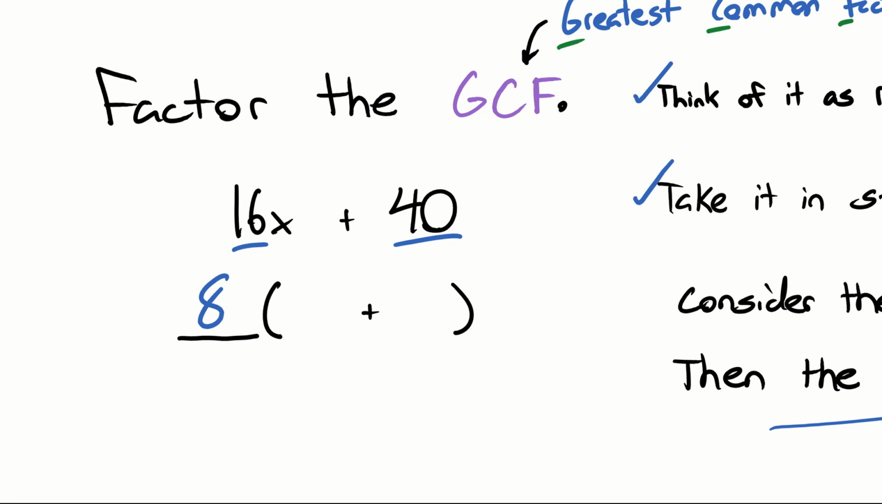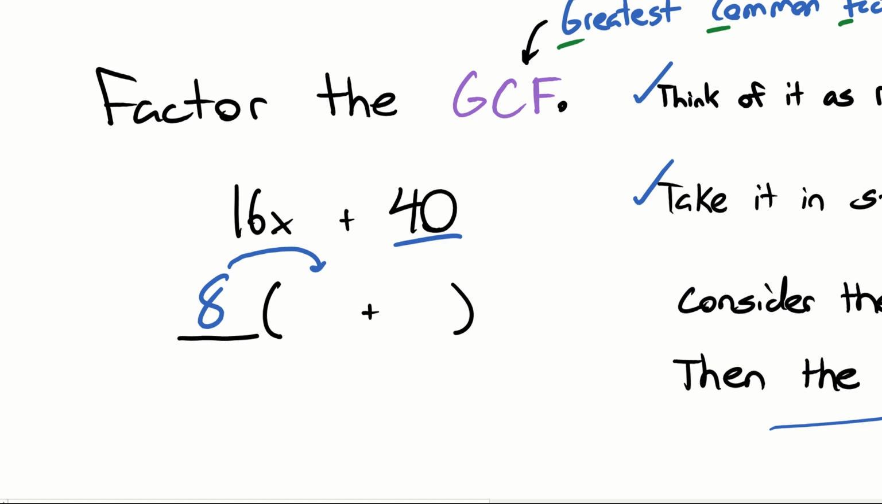Now, I'm ready to fill in my parentheses. If I were to go back to 16x, in other words, I want to take 8 and distribute it into something right here so that I get back to 16x. What would that be? 8 times what gets me back to 16x?